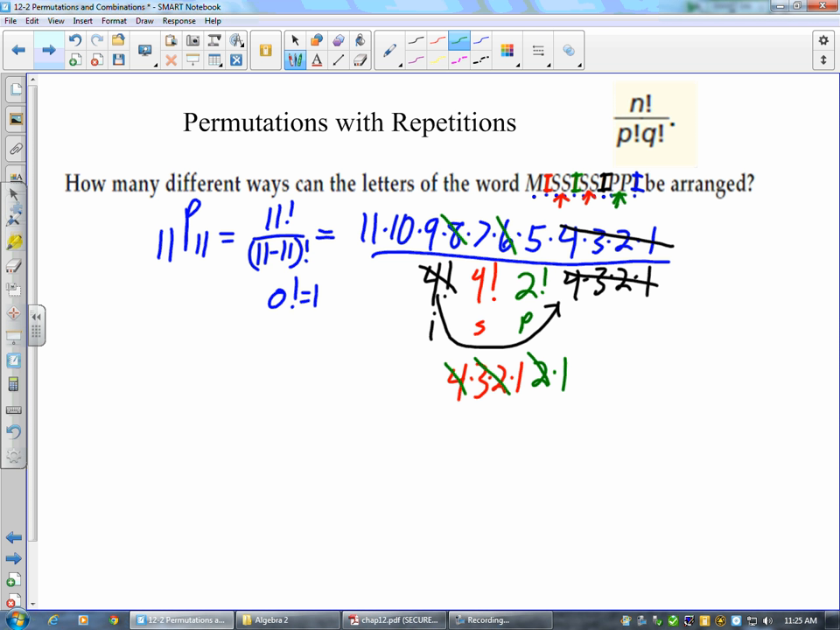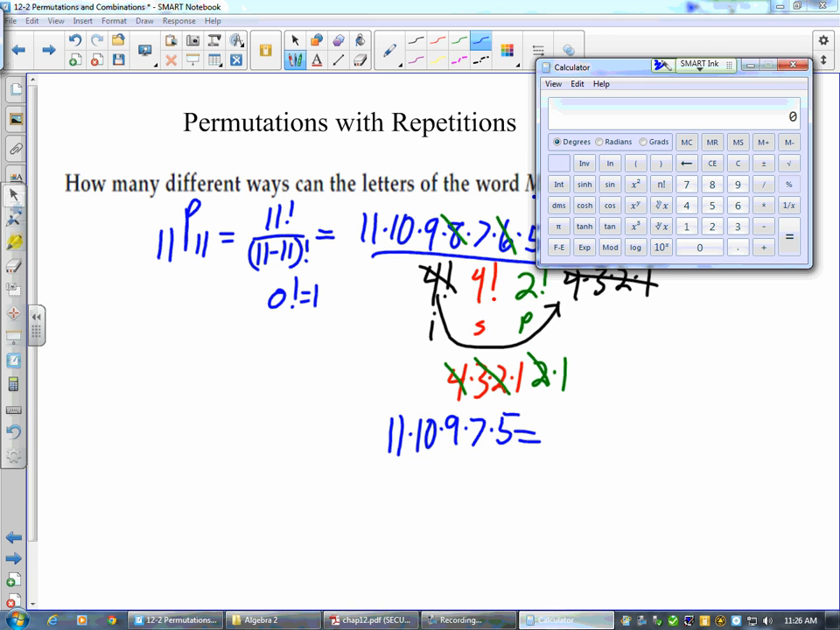And all you have to do now, dividing by 1 doesn't do anything, so now it's just type into your calculator 11 times 10 times 9, 8 canceled out, times 7, 6 canceled out, times 5, and the 4, 3, 2, 1 canceled out. That's a little bit simpler to type into your calculator. And so to find our answer, we'll just go 11 times 10 times 9 times 7 times 5. And our final answer is 34,650 ways.